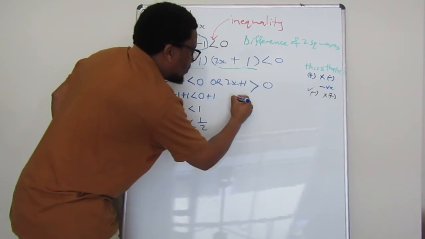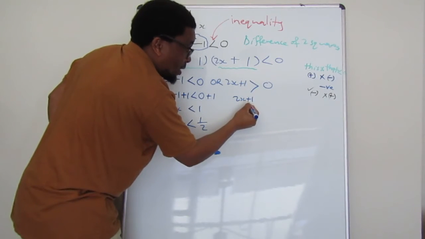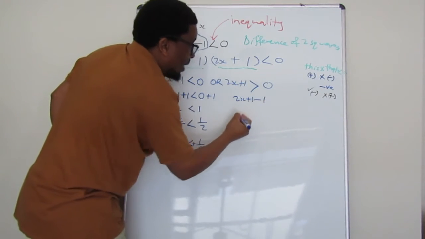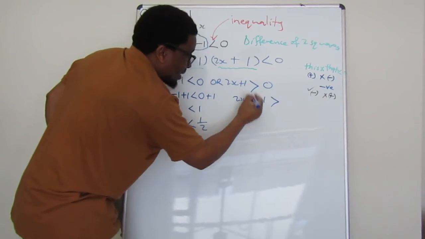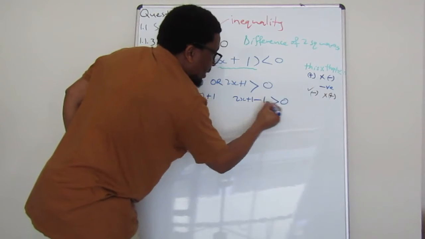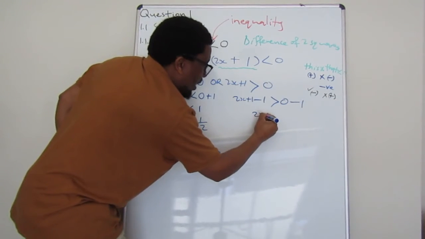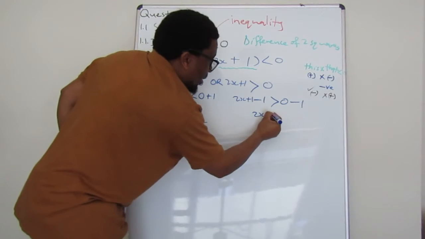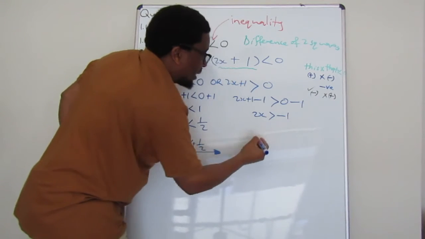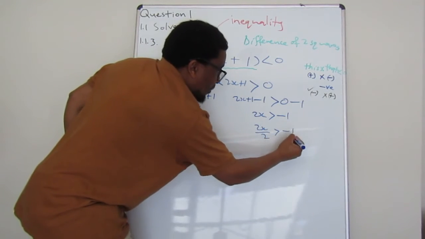The other side will give me 2x plus 1. If I want to kill positive 1, I kill it with negative 1. What I do on the left hand side, I also do on the right hand side. So, something new, it is negative 1. So, plus 1 minus 1 gives me 0. I am left with 2x this side. This will be greater than minus 1 that side. Here, 2x over 2 is greater than minus 1 over 2.